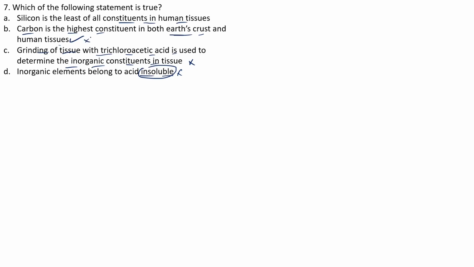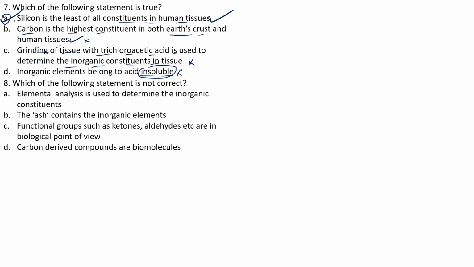The first option we are having is silicon is the least of all constituents in the human tissue. Exactly, it is very negligible, as they have mentioned in your textbook. So hence A is going to be our right answer for this question. It is the true statement.